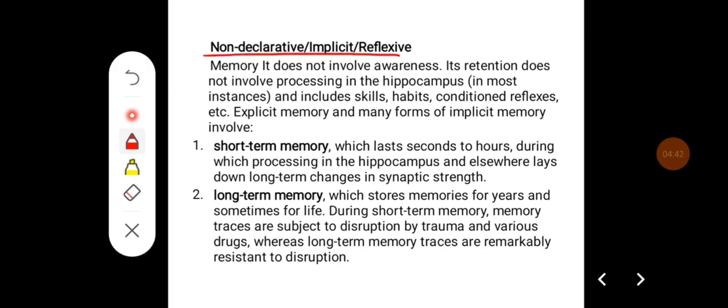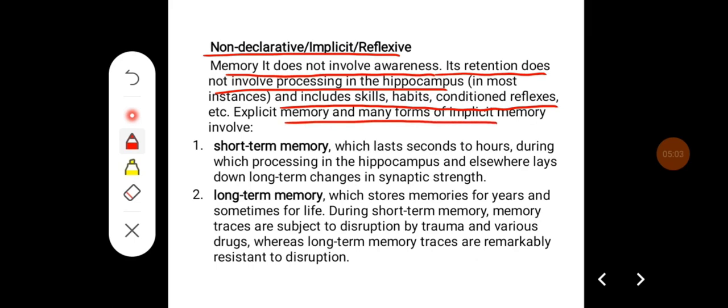Coming to non-declarative or implicit or reflexive memory, memory does not involve awareness here. Its retention does not involve processing in the hippocampus in most instances, and it includes skills, habits, and conditioned reflexes. Explicit memory and many forms of implicit memory involve short-term memory and long-term memory.